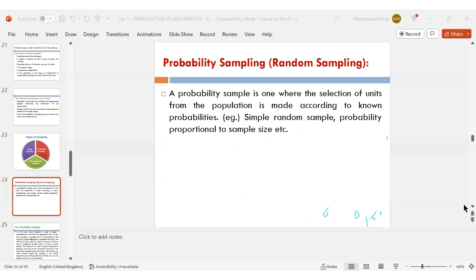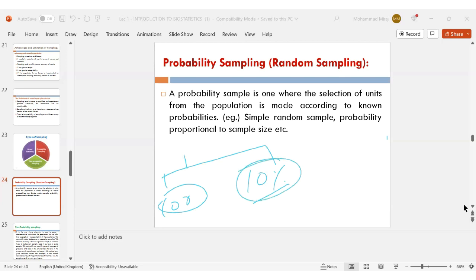So the method which I have just explained to you is part of probability sampling. Because we take systematic sampling, I will explain this part. What you need to understand right now is that a probability sample is one where the selection of the units from the population is made according to various probabilities. For example, if I have to draw a sample from 100 people, one probability could be that I take 10% of the population.